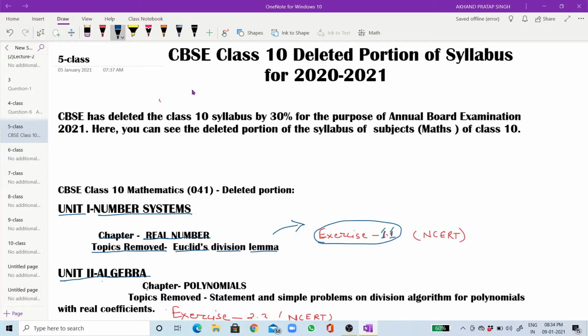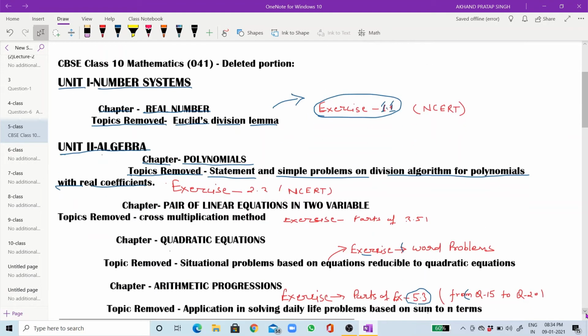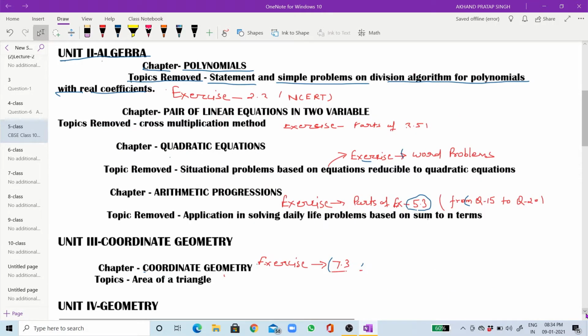And the next one is unit second, that is algebra, and the chapter name is Polynomials. And the topic removed by the CBSE is the statement and simple problems on the division algorithm for polynomials with real coefficients. And if you look at the exercises in the NCERT, then exercise 2.3 will be reduced. Exercise 2.3 of NCERT you do not need to solve.